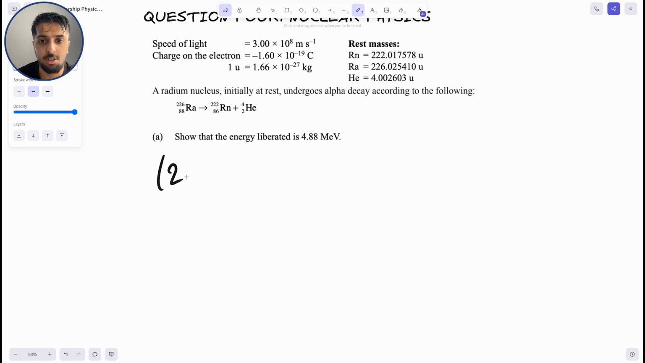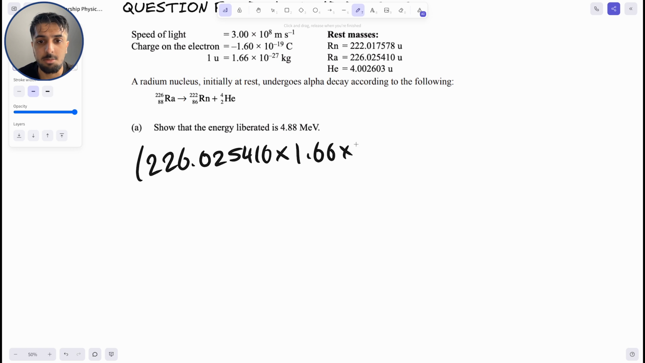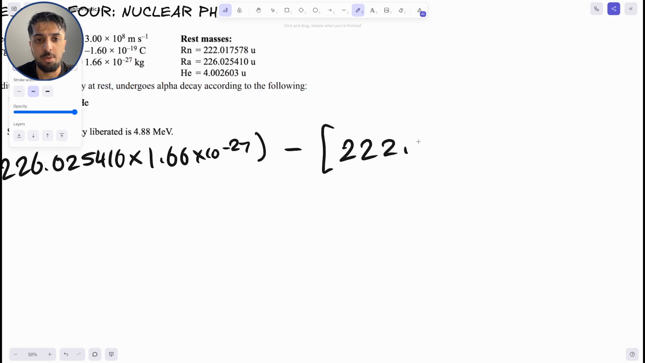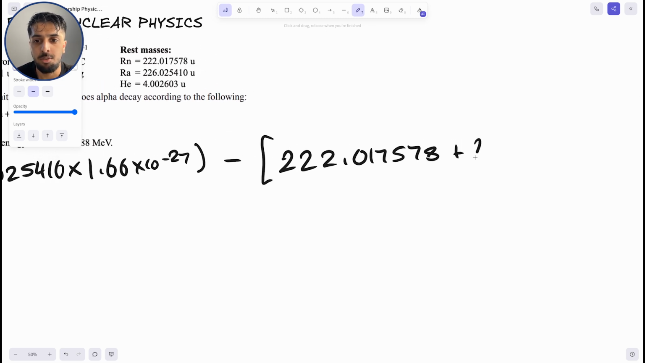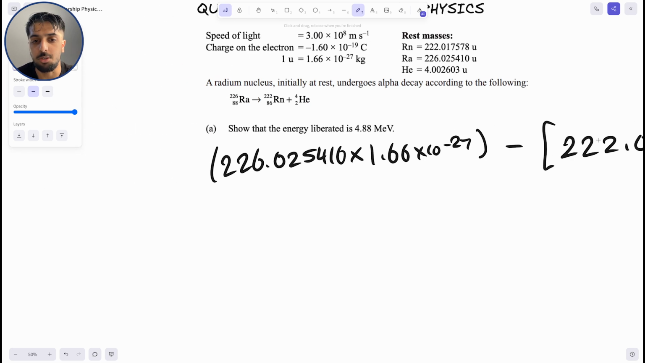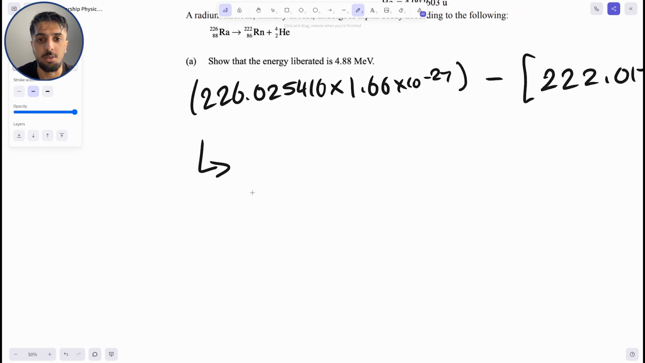So the mass before is 226.025410 times our u, which is 1.66 times 10 to the negative 27, and that's minus 222.017578 plus 4.002603, and that's all times 1.66 times 10 to the negative 27 also. And that gives us a mass deficit of 8.68 times 10 to the negative 30 kgs.